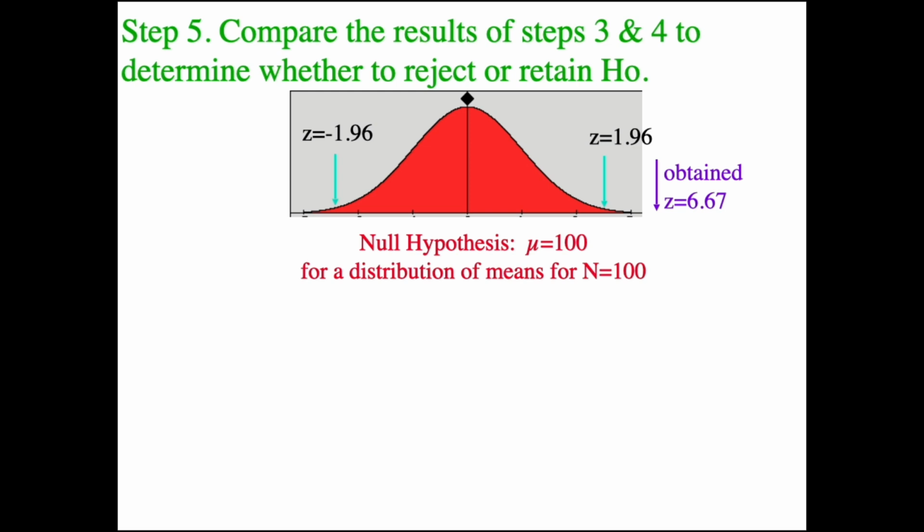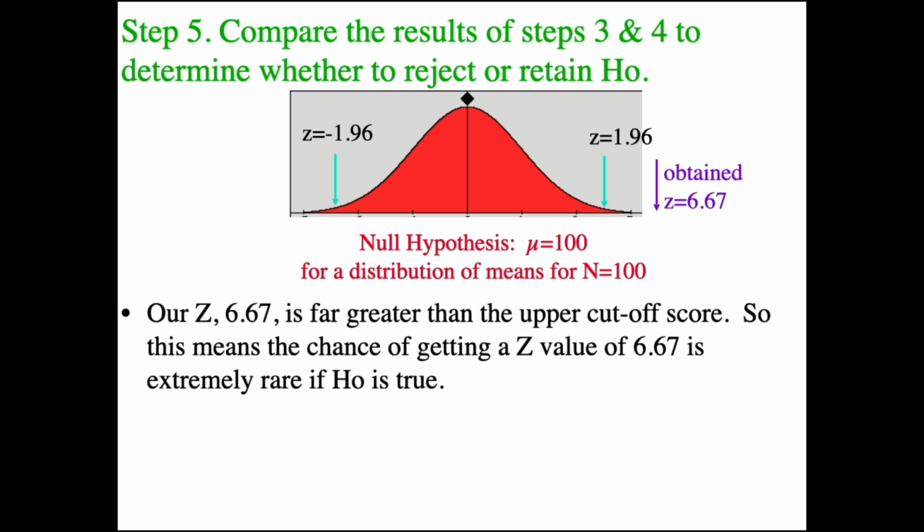And as I've drawn here, you can see that our obtained z of 6.67 is way past a positive z-score of 1.96. So our z, 6.67, is far greater than the upper cutoff score. That means the chance of getting a z value of 6.67 is extremely rare when the null hypothesis is true. This definitely happens less than 5% of the time. So we're going to reject the H0. We're going to reject the null hypothesis.